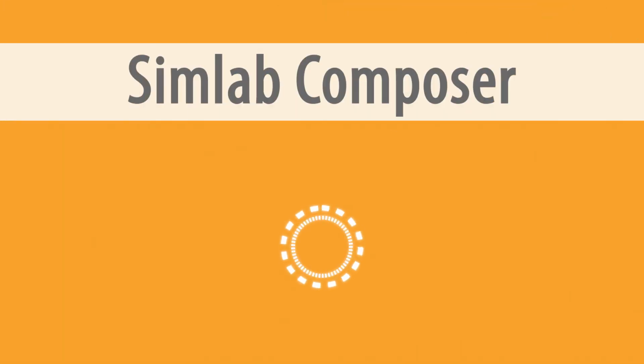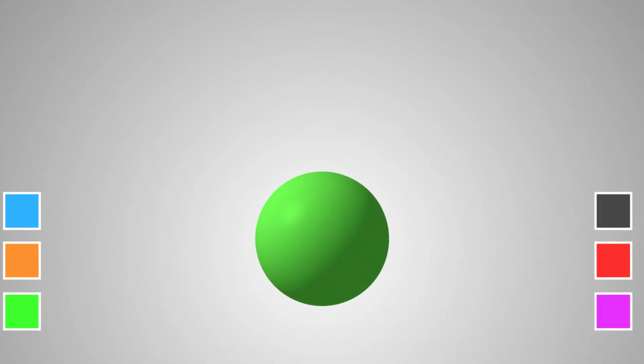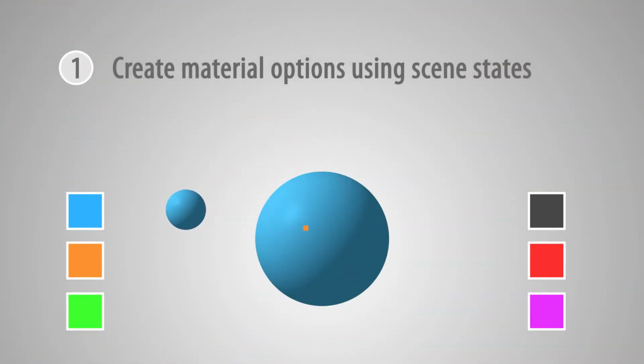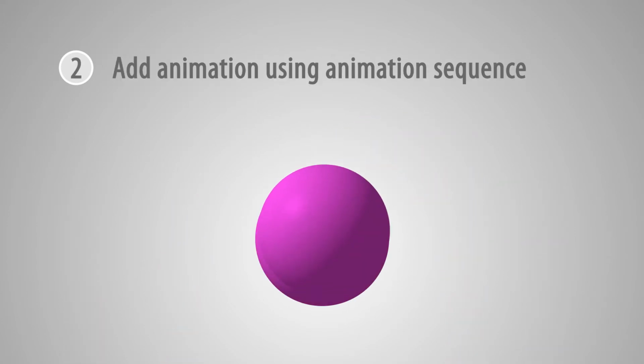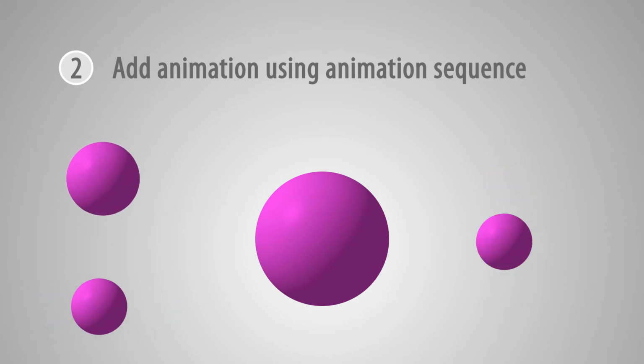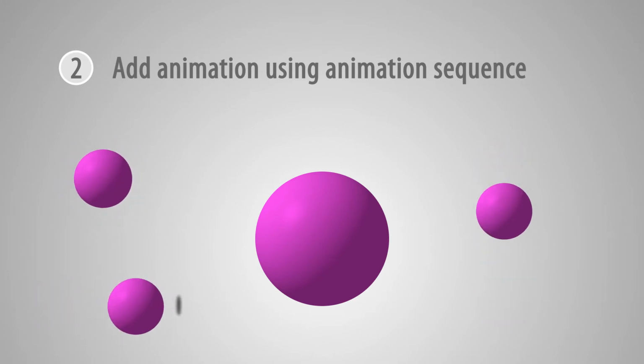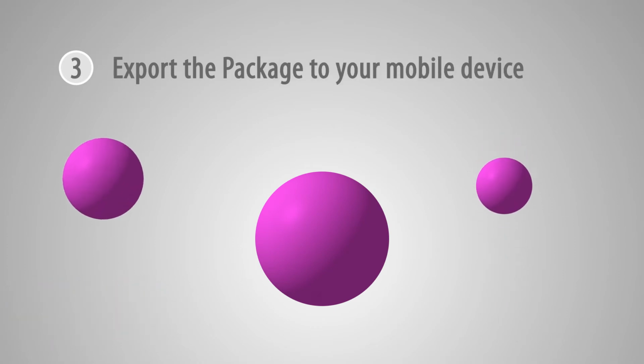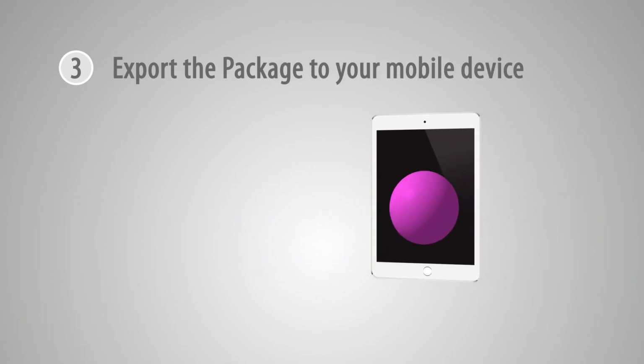Load your 3D model into SimLab Composer and start applying materials and creating different variations for the object's appearance. The next step is adding actions to the model to turn it into an interactive, living object. Once you are satisfied with the model, send it to a mobile device or tablet for viewing.